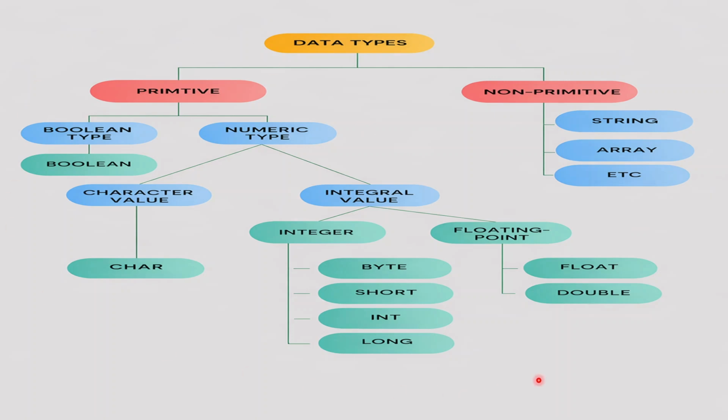Primitive data types are the most basic building blocks of Java. They store simple values directly in memory. Non-primitive data types include string, arrays, objects, etc. Non-primitive data types are more complex. They don't just store a value, they store references to objects in memory. For example, a string stores text, an array stores multiple values, a class represents a blueprint of an object. Non-primitive types allow us to model real-world entities like user, account, products, or order. So in simple words, primitive data types store simple values and non-primitive data types store complex structures and objects.